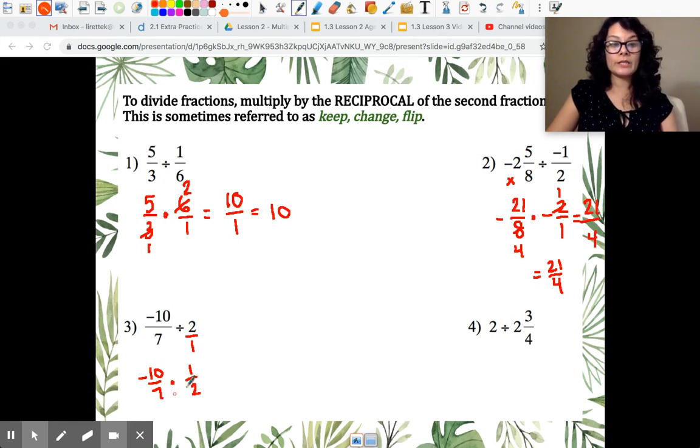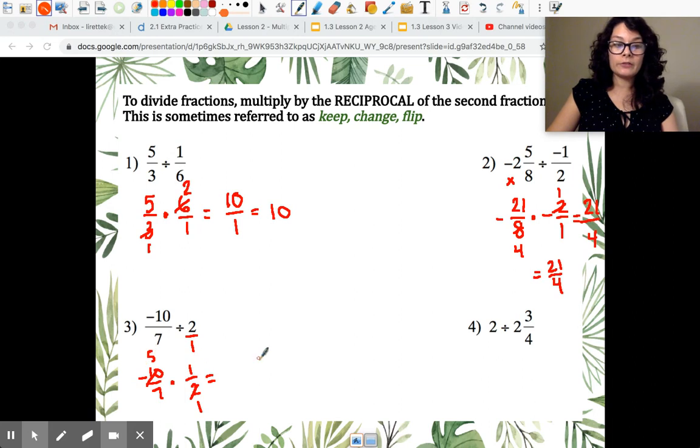10 can't reduce with 7, but it can reduce with 2. I can divide both 10 and 2 by 2. 10 divided by 2 gives me 5. 2 divided by 2 gives me 1. And then 1 at the top here can't reduce with 7 or 1. So I'm just going to multiply across.